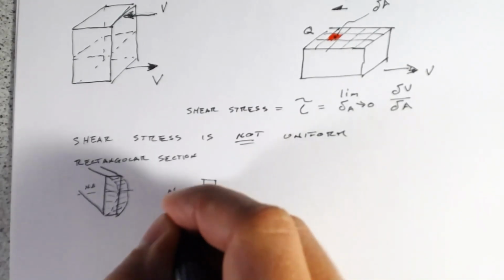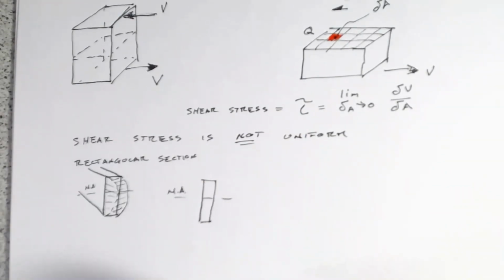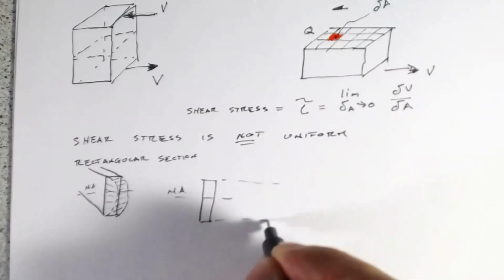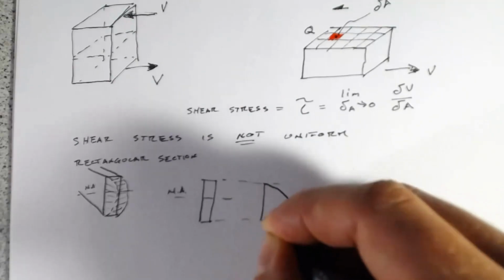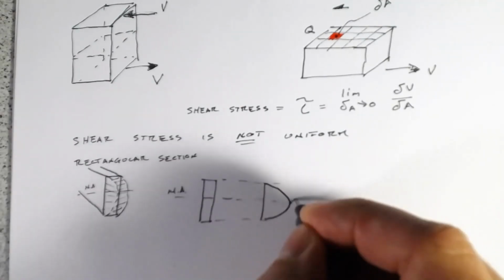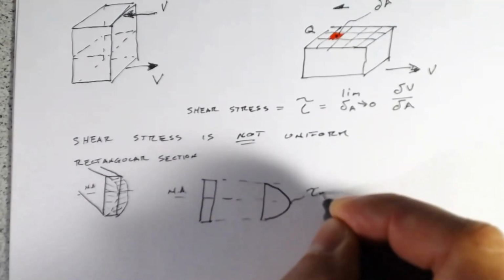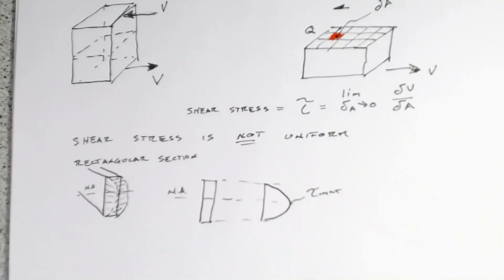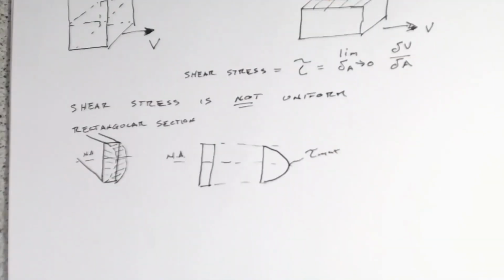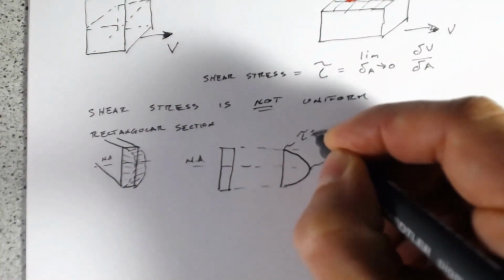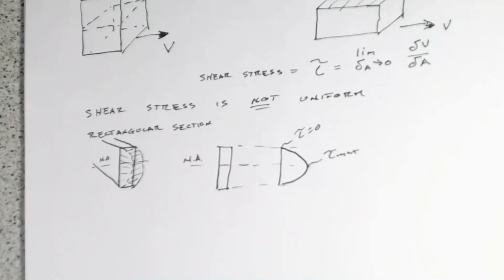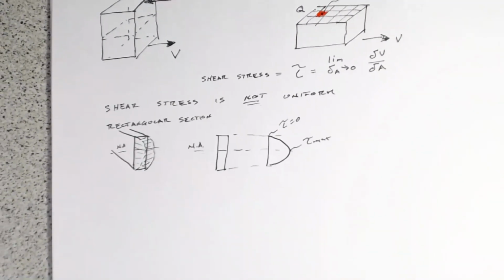we have our neutral axis here. And then if we look at what the stress profile is, our maximum is always at the neutral axis, and our shear stress is always 0 at a free surface. Now, I don't expect you to know that at this stage.